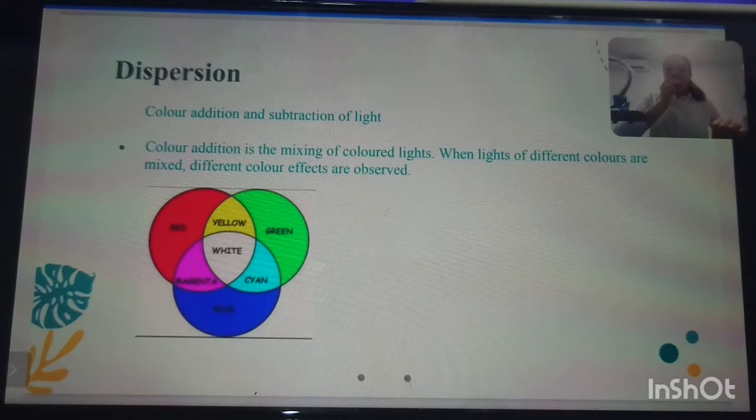Now, when we have primary colors, that is red, green, and blue, when we mix the light of red and green, we will have yellow. Red and blue, we will have magenta. Green and blue to have cyan. And when we mix all of those colors, we will get white.